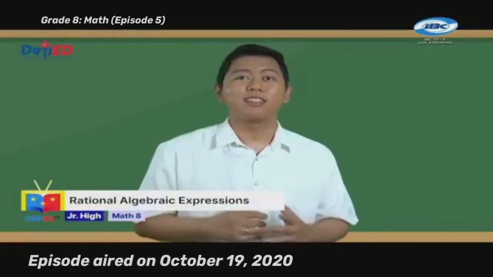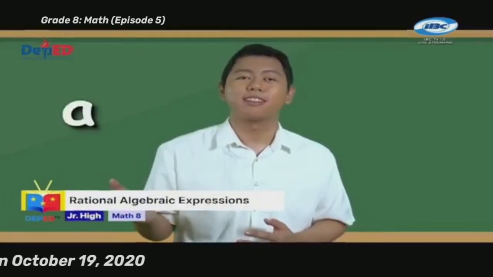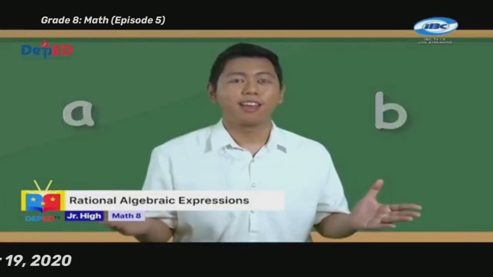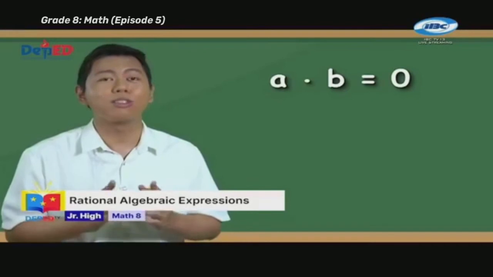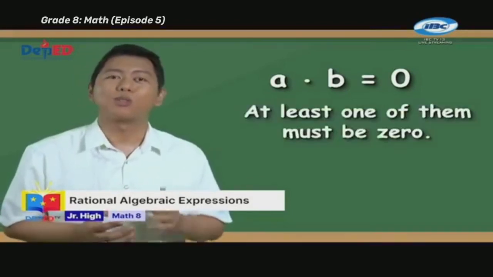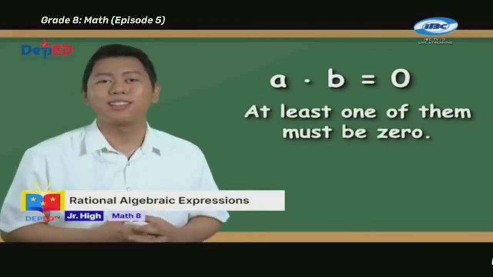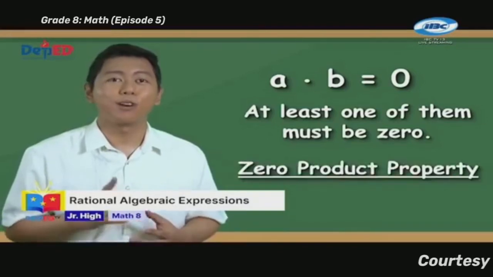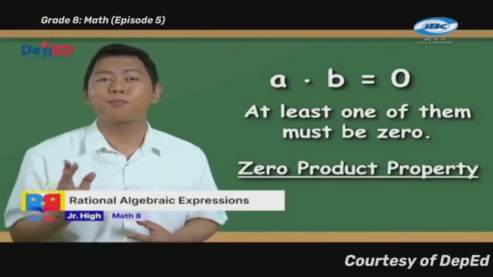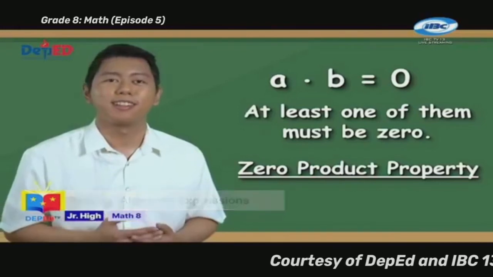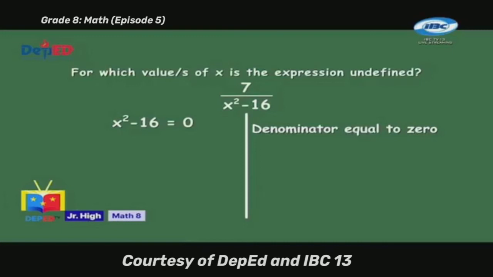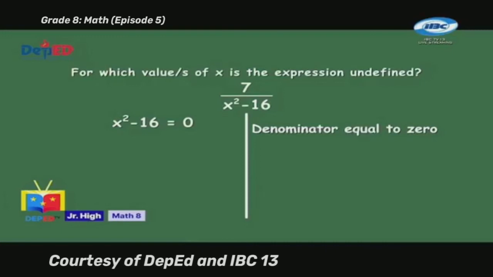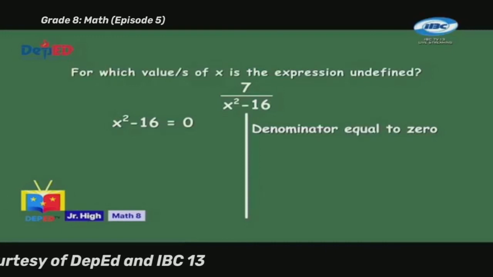Just like in this scenario, when we have 2 unknown numbers, A and B, and their product A times B is equal to 0, at least one of them must be 0. We call this the zero product property. Going back, what value or values will make 7 over x squared minus 16 undefined?